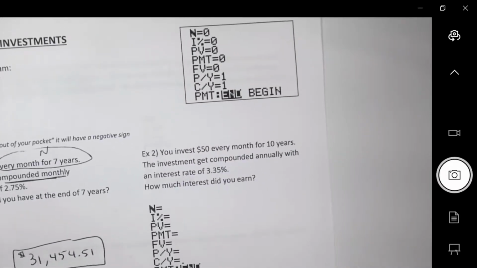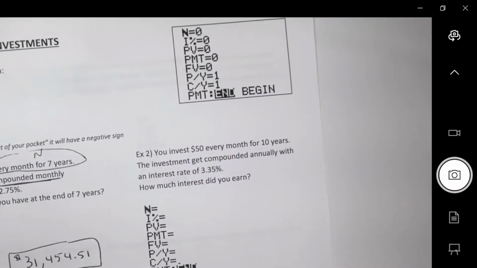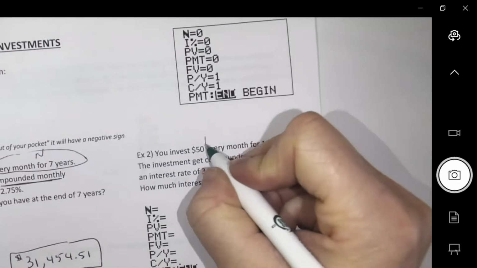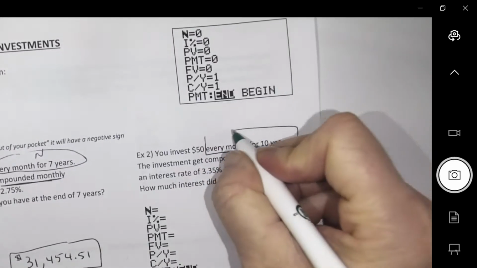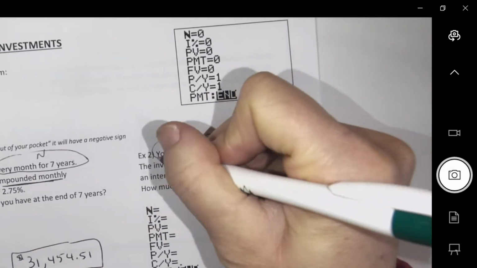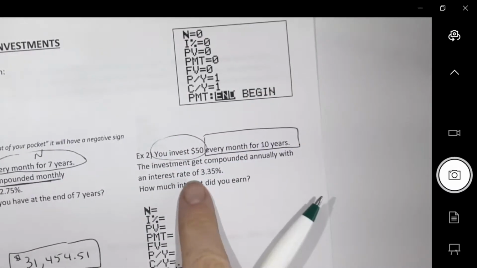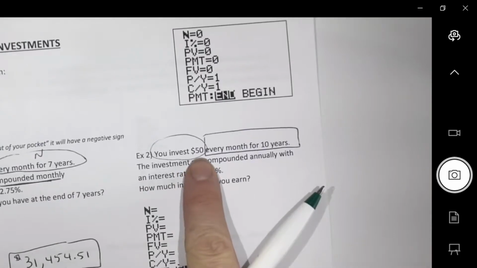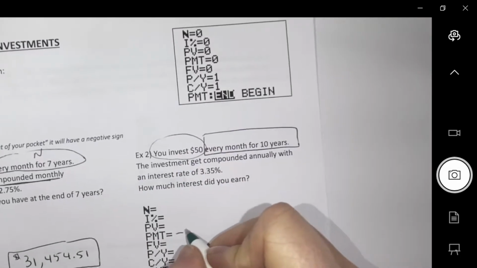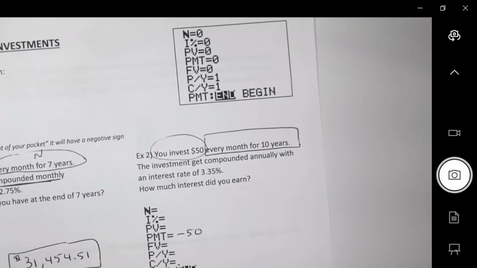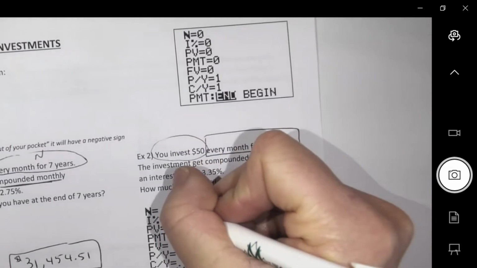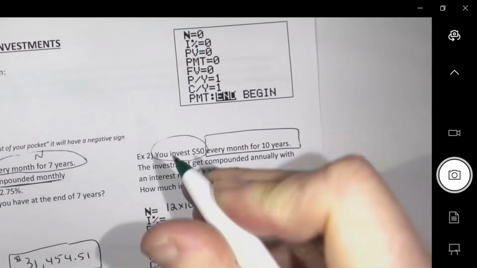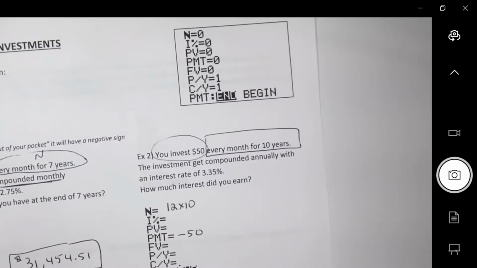Okay, let's try number 2 then. You invest $50 every month for 10 years. So let's already put this stuff in. Investing $50. So payments are going to be minus 50 on the payments. Every month for 10 years. So for N, I'm going to do 12 times 10, monthly, 10 years.